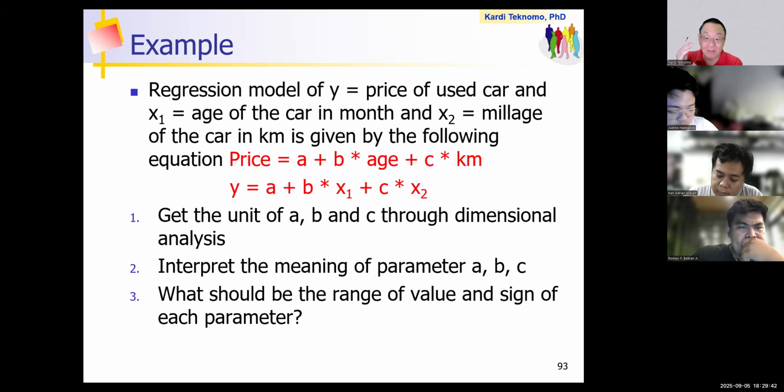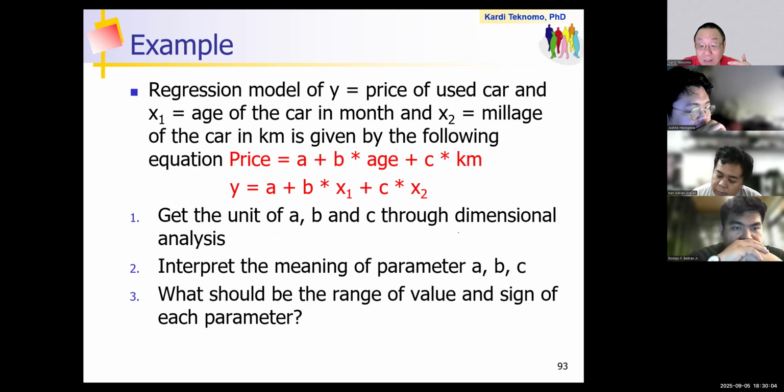Now the next step is to do what is called dimensional analysis. This is very important. Why? Because using dimensional analysis, you can also check the range of the value and the sign of the parameter. What is the meaning of dimensional analysis? You need to check the dimension, the unit. Every time you do an equation, don't forget to check the unit, the dimension.